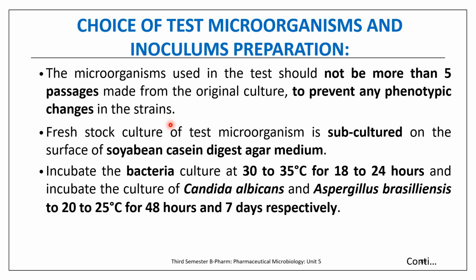culture, and we have to prepare a stock solution which has to be subcultured in soybean casein digest media. We have to incubate this subculture at a temperature of 30 to 35 degrees Celsius for bacteria for 18 to 24 hours. And if it is a fungus like Candida albicans and Aspergillus brasiliensis, at a temperature of 20 to 25 degrees Celsius for 48 hours and 7 days respectively. Okay, so these are the different durations of incubation for the inoculum preparation for the preservative efficacy test.